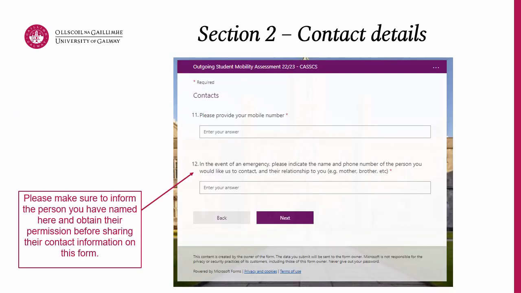In the contact section, we ask you to provide the details of a person that you would wish us to contact in the event of an emergency. Please make sure to inform the person that you have named here and obtain their permission before sharing their contact information on this form.